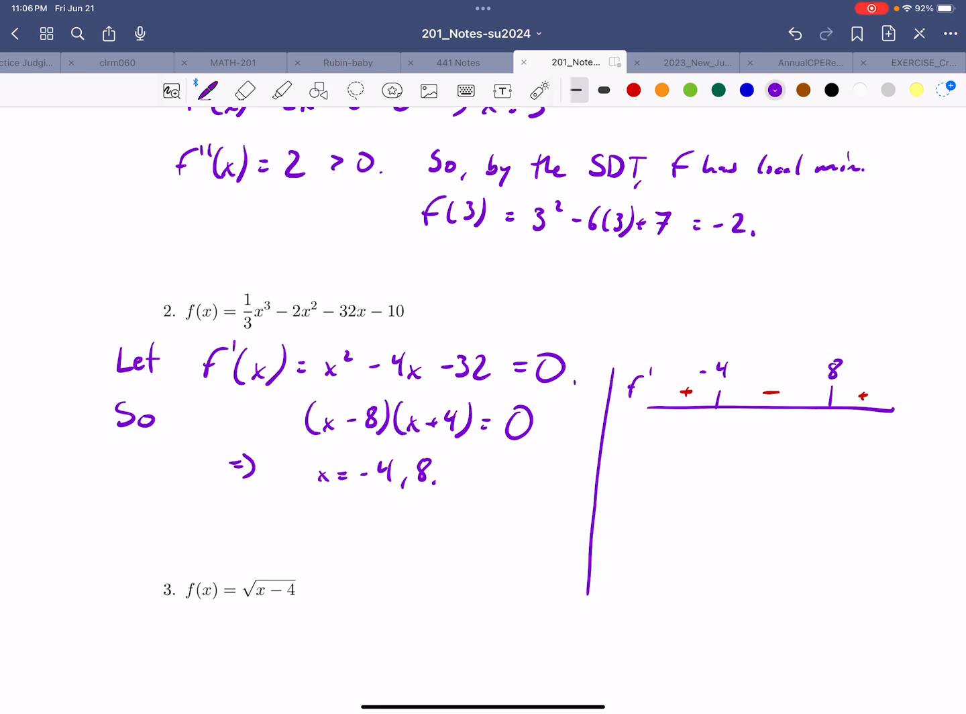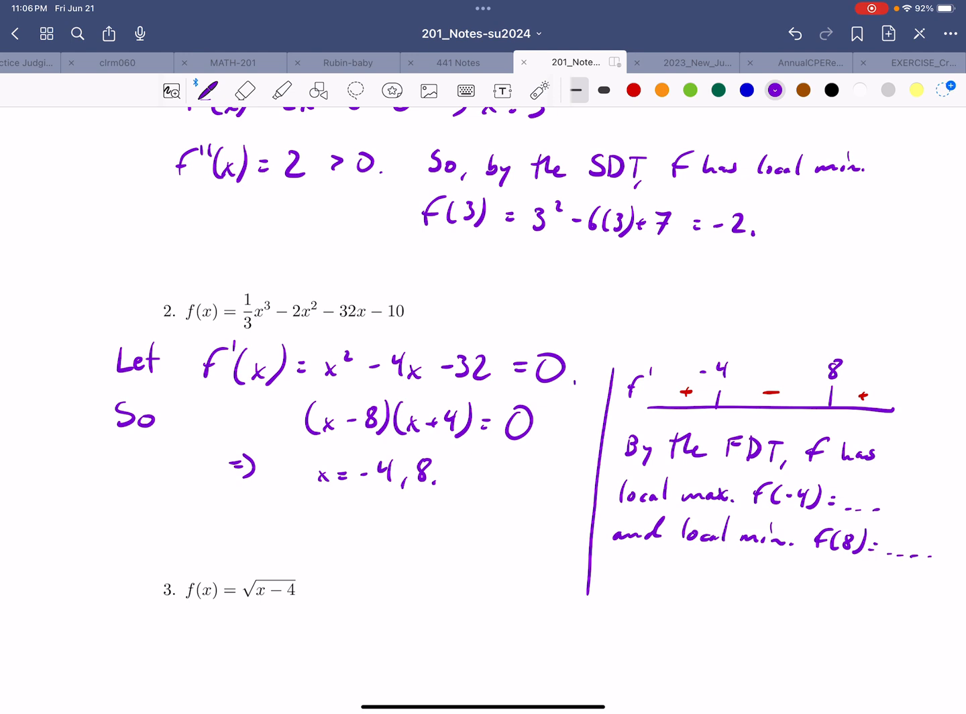Okay, so here, by the first derivative test, f has a local max at f of negative 4, which I don't want to compute now, and a local min at f of 8, which I also don't want to work out. So it probably would have been a little quicker if we'd used the second derivative test, but we got intervals of increase and decrease for free. So if I had asked for those, then you would have gotten them.